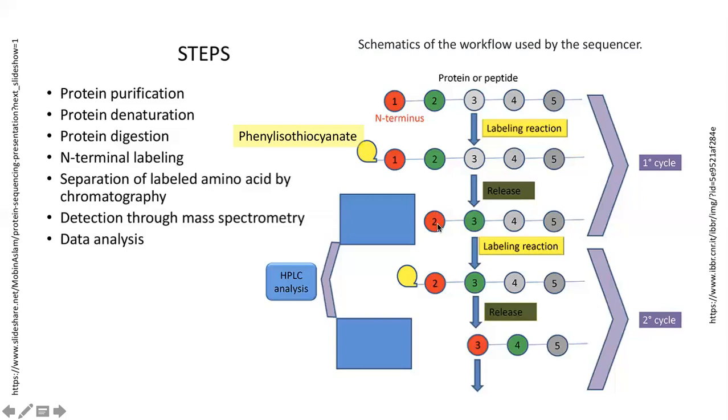Now you have the second amino acid at the N terminus end. So now what can we do? The reaction proceeds in such a way that again the Edman reagent will come, label the second amino acid, and you can cleave it. Now again you have a shortened polypeptide chain. This continues till the last amino acid has been fed into the chromatography system, and you can go for your data analysis. So this is in a nutshell the schematic of how the workflow is done in the sequencer, where we are using N-terminal labeling with the Edman reagent.